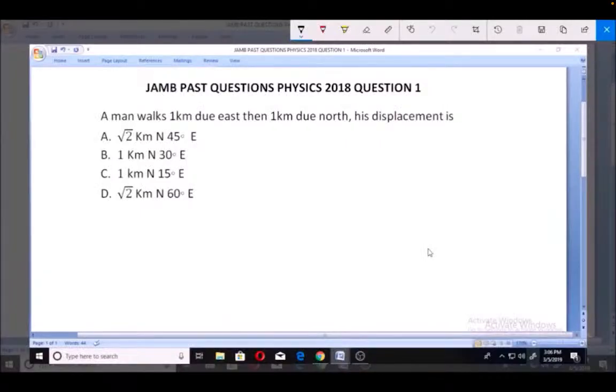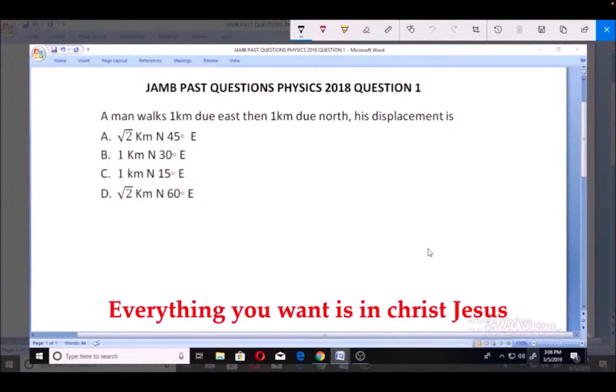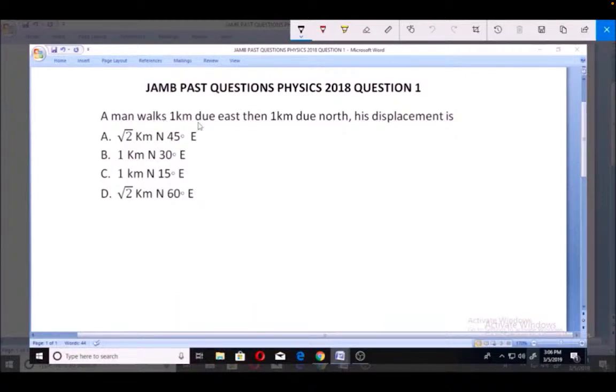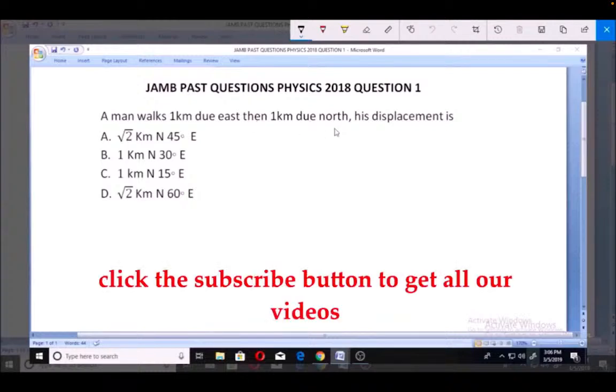Hello, welcome. Let's look at these JAMB past questions, Physics 2018. Question number 1. A man walks 1 kilometer due east, then 1 kilometer due north.